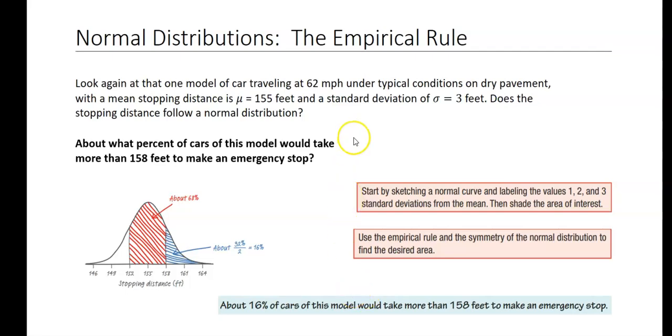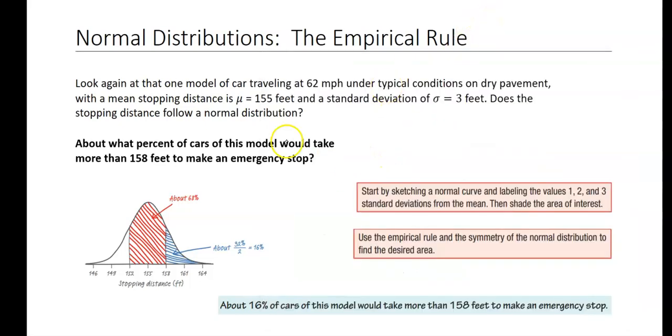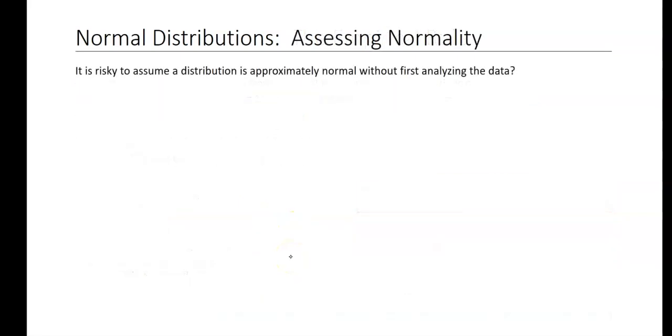What does the question ask? Does the stopping distance follow a normal distribution? What percent of cars would take more than 158? So on this problem, actually, I did it differently. I would have said 50%, which is everything to the right of the median and mean there, minus that 34% area to the right. So 50% minus 34% is equal to 16%. So that's how I did it. You can do it different ways. They did it a couple different ways there, but that's the idea of it. 16% of the cars would be more than 158.